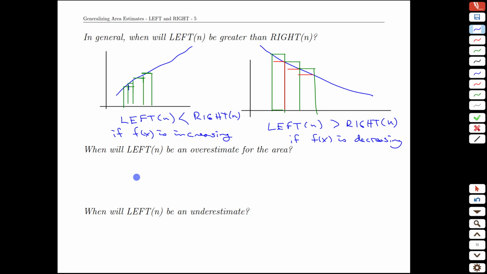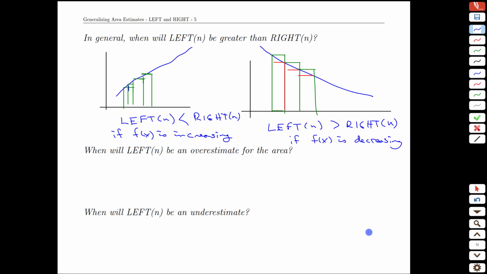We can then look at these next two questions here and generalize a bit. If we have the left-hand sum, when will it be an overestimate for the area? Well, that's exactly what we see in this picture here. When the graph is decreasing, then a left-hand rule will grab more area on each interval. And so we're going to end up with an overestimate.